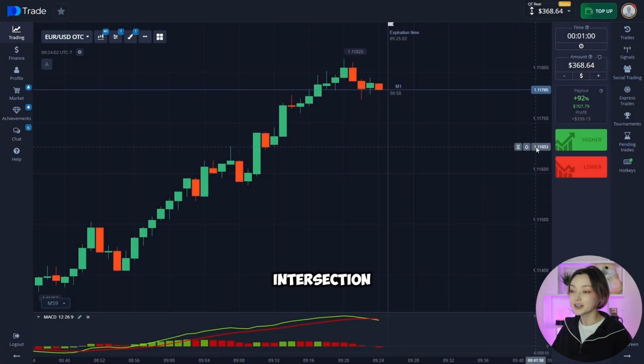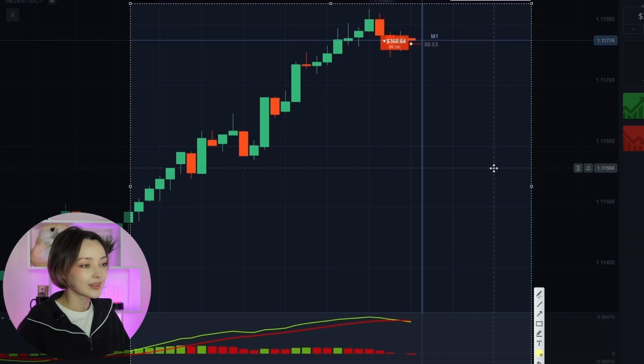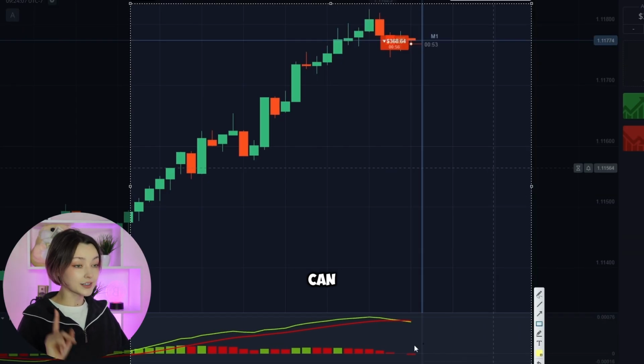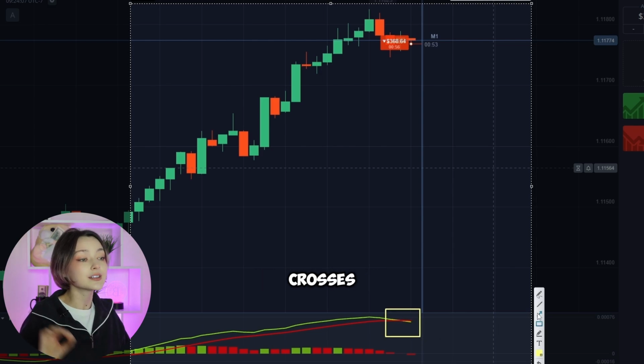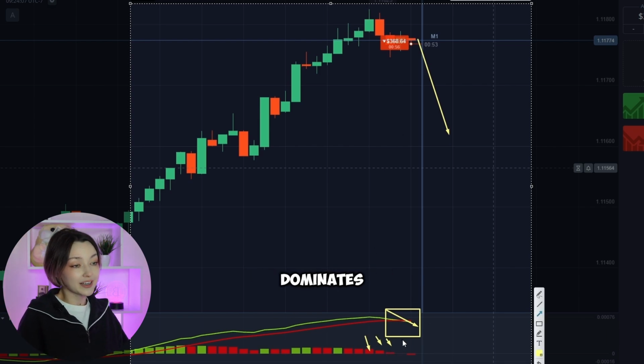So I see an intersection, placing a downward trade for 1 minute. So here, first of all, I can see an intersection where the green line crosses the red line downwards, which is a down signal for us. And I can also see a confirmation on the histogram. The histogram shows us that the seller dominates here.